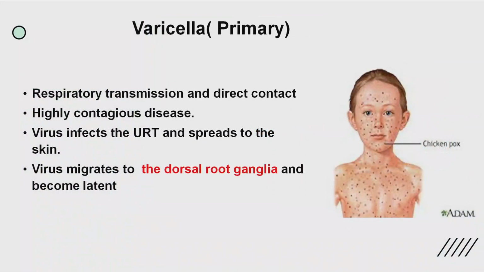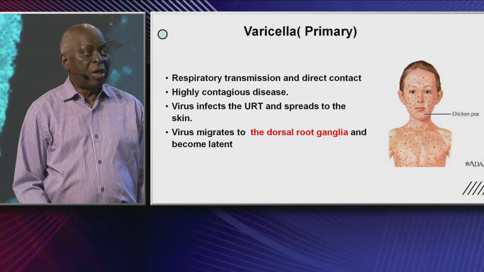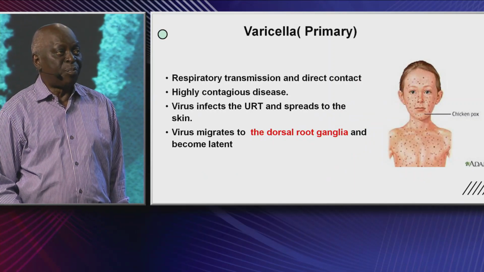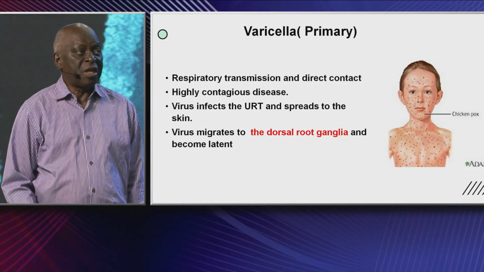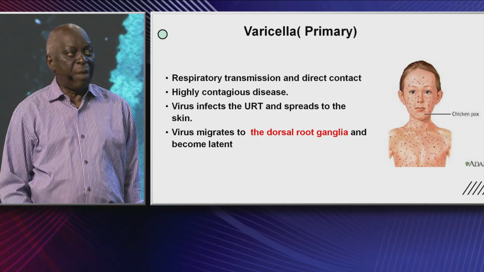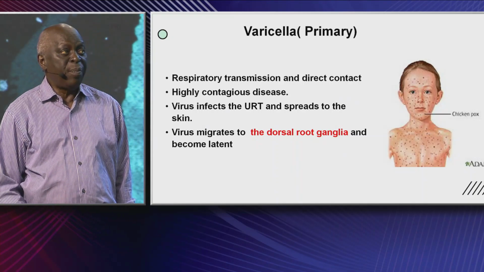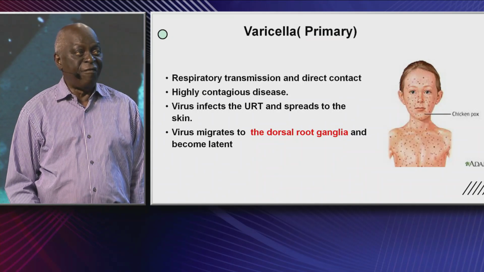You can see the picture on the right with the child, this child covered with maculopapular rashes all over the body, from the head to the toe. So that is the primary varicella chickenpox infection. This is the clinical manifestation. It's not the same as shingles, but caused by the same virus.